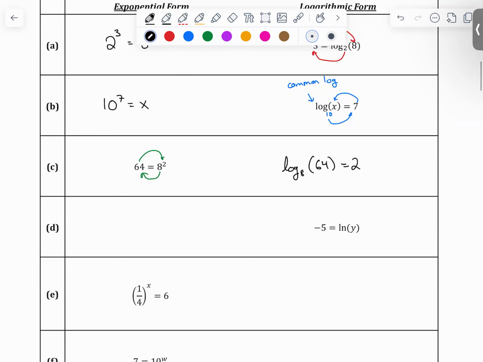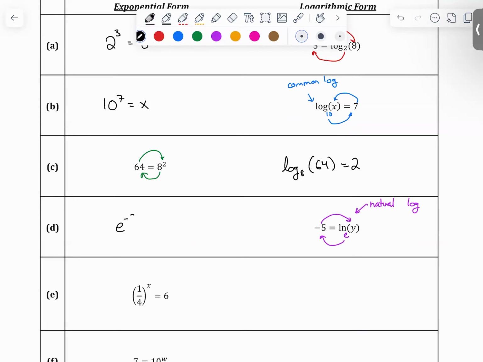The next one, this is the natural log, which is log base e. So we can just imply that e is there, start at the base, move across the equal sign and back over. So we have e to the negative 5 is equal to y.